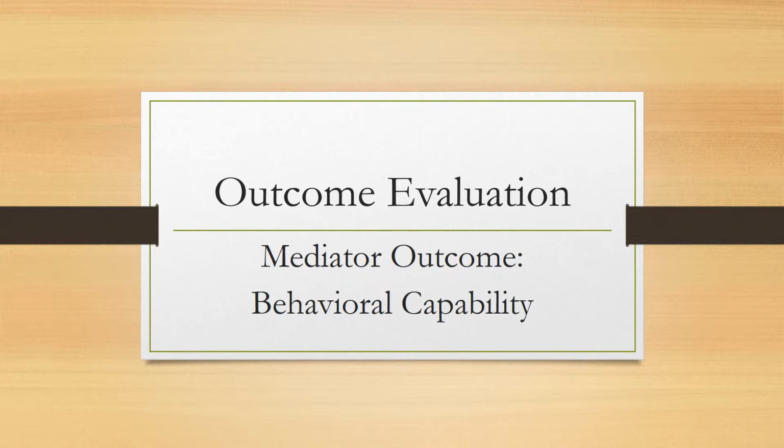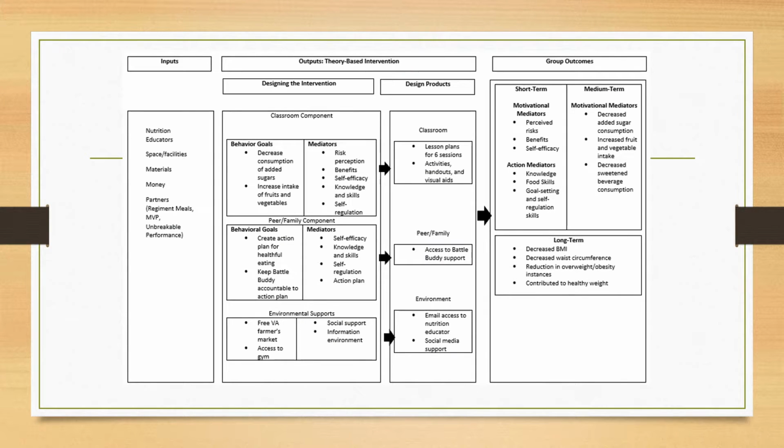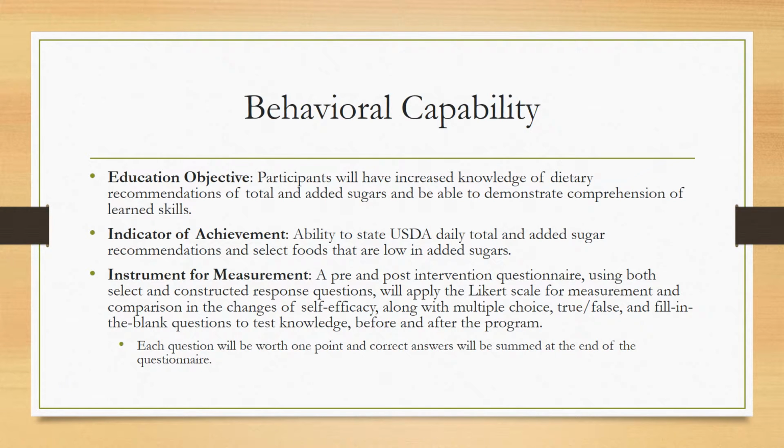Behavioral capability is made up of motivational and action-based theory constructs derived from the social cognitive theory. As you can see, the short-term outcome mediators consist of motivational mediators of perceived risks, benefits, and self-efficacy, and action mediators of knowledge, food skills, goal setting, and self-regulation skills. Again, while many aspects of the outcome evaluation exist, for the purposes of this evaluation, the emphasis will be placed on the mediator outcome of behavioral capability. Here we can see the education objective, indicator of achievement, and instruments for measurement.